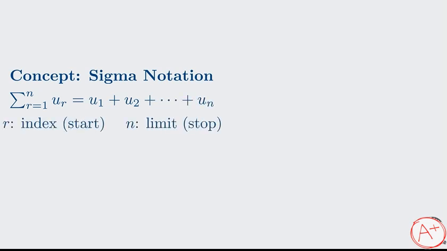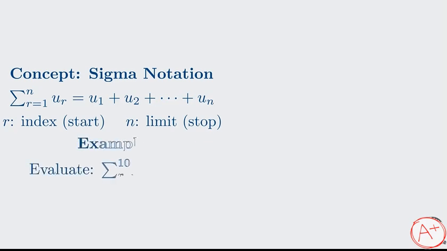Sigma notation, represented by the Greek letter capital sigma, is a concise way to write a sum. Here is the general form. Sigma from r equals 1 to n of u sub r equals u sub 1 plus u sub 2 plus, and so on until u sub n. The variable at the bottom, r, is the index of summation. It tells you where to start. The number at the top, n, tells you where to stop.